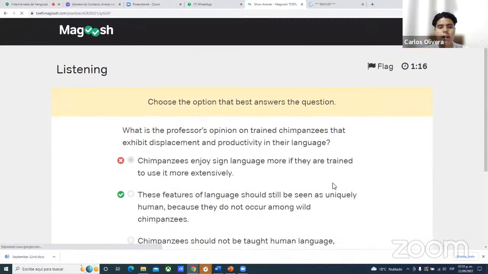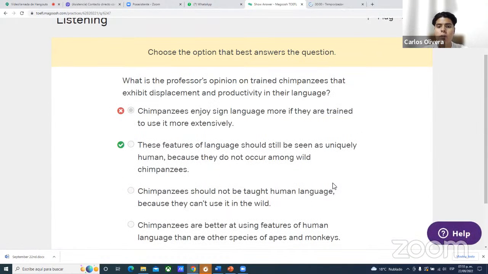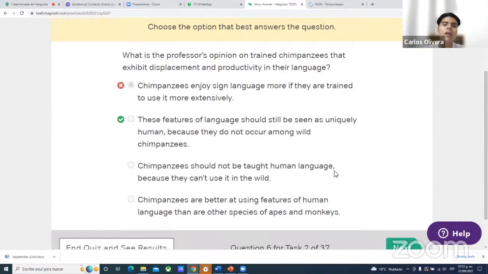Okay, the final question. What is the professor's opinion on trained chimpanzees that exhibit displacement and productivity in their language? So these features of language should still be seen as uniquely human because they do not occur among wild chimpanzees. This is something that she says very clearly. At the end of the lecture, she says that she doesn't think this should be considered something natural for chimpanzees, but it's still human.